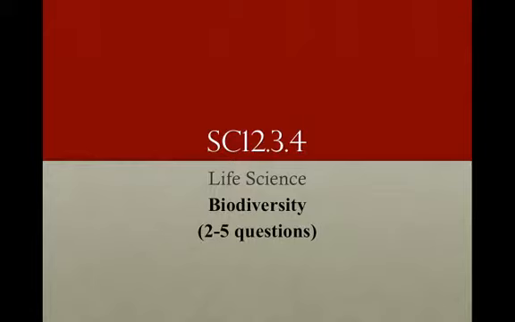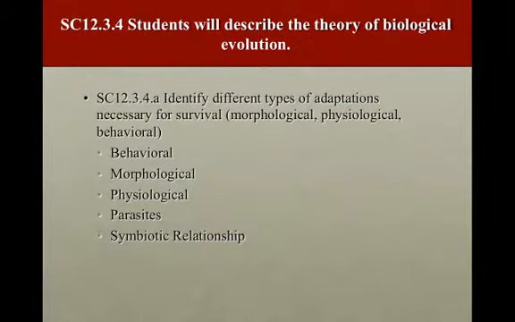And then last is biodiversity. Students describe the theory of biological evolution. So A, identify different types of adaptation necessary for survival, morphological, physiological, and behavioral. So there's just different adaptations. Behavioral, maybe instead of being scavenging, they have to become more aggressive or something to survive. Morphological and physiological.